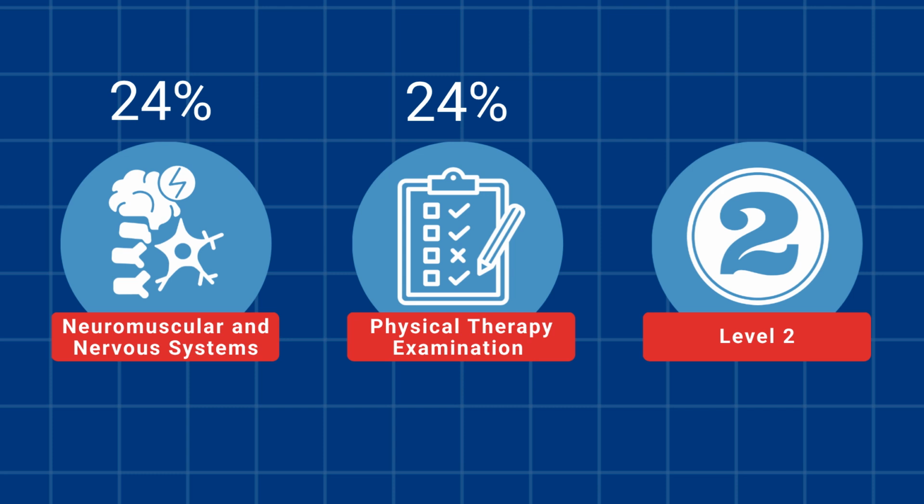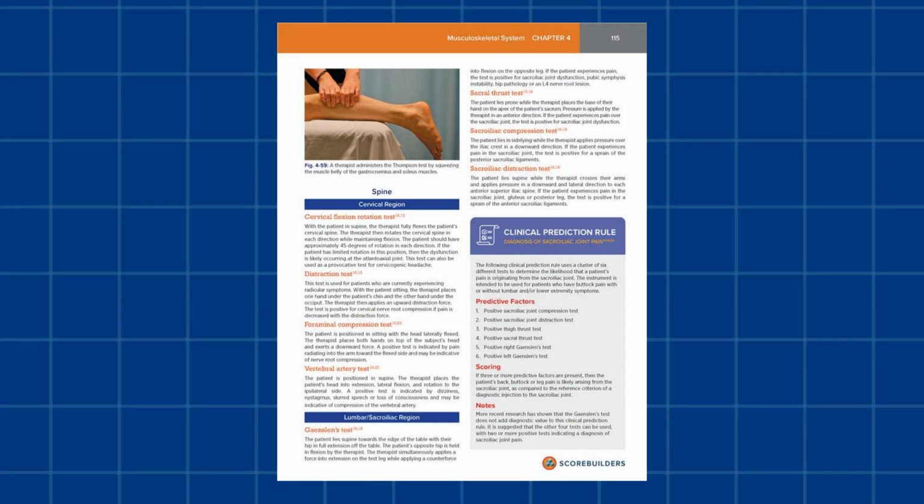Remediation of Level 2 questions occurs by increasing flexibility with academic content and by carefully analyzing decision-making processes when answering applied examination questions. Looking to review related academic content? Check out page 115 in PT Exam, the complete study guide.